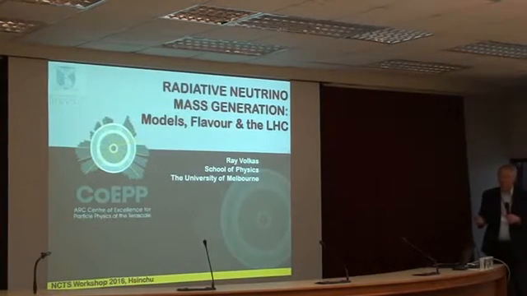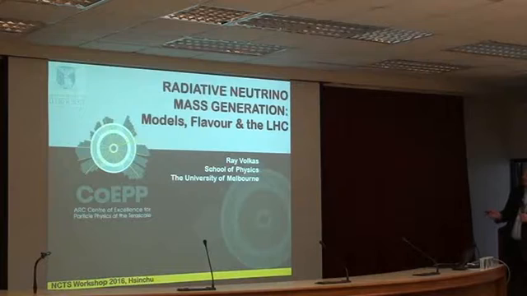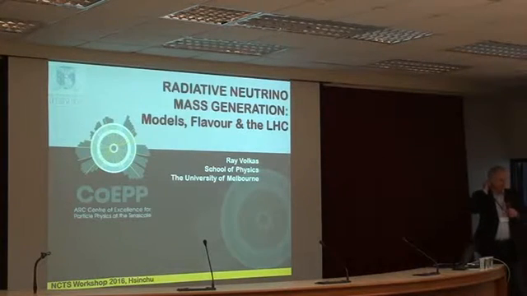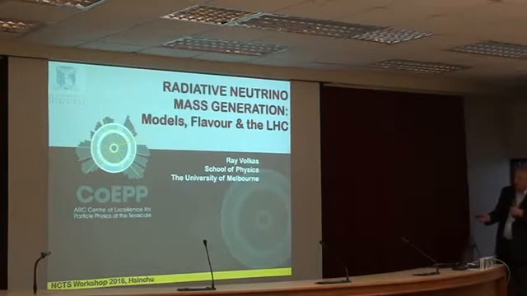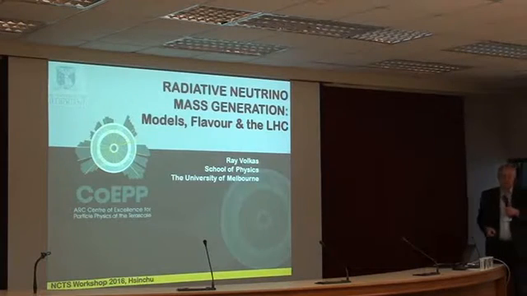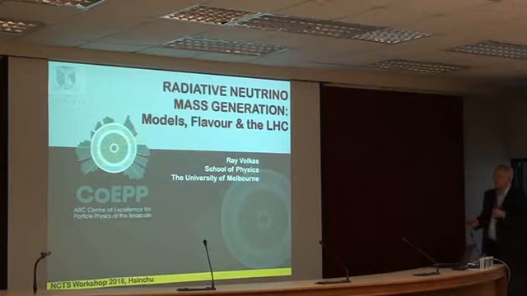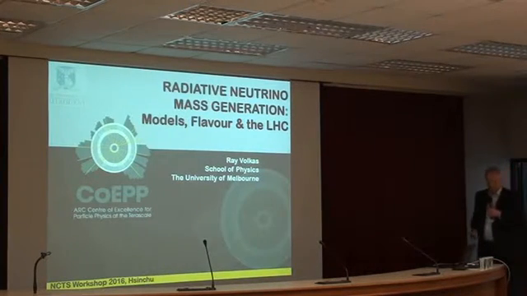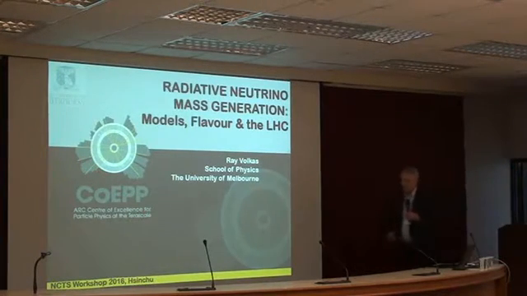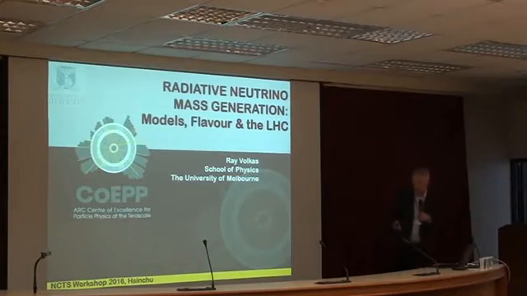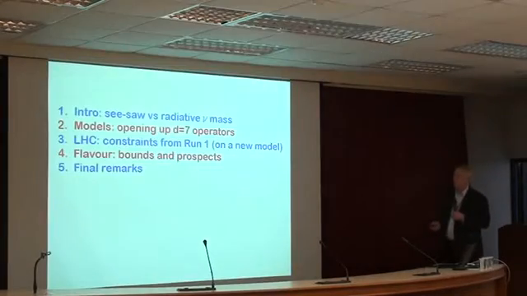So I'm going to be talking about radiative neutrino mass generation. I'm going to talk about models which can do this. I'll briefly mention some flavor physics that Matthias has worked on as well, and some words about searching for this kind of physics at the LHC and indeed existing constraints.